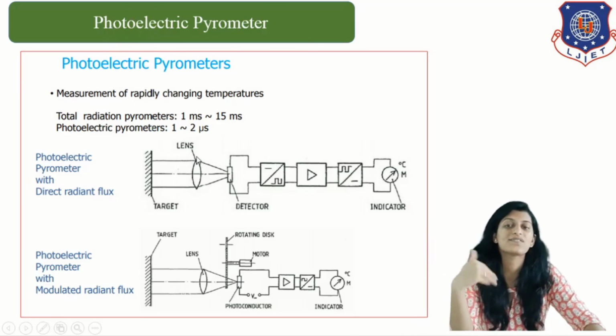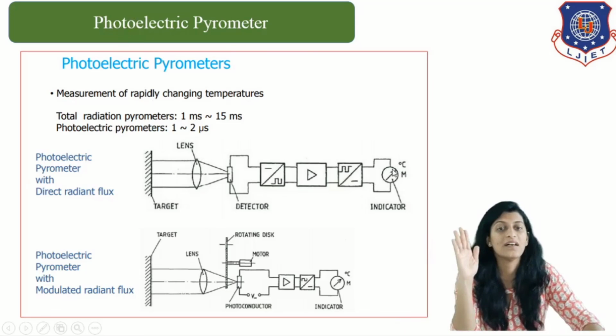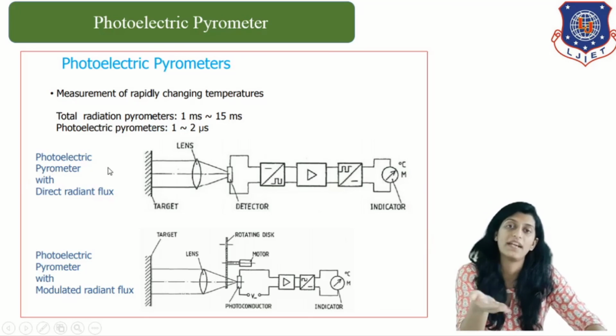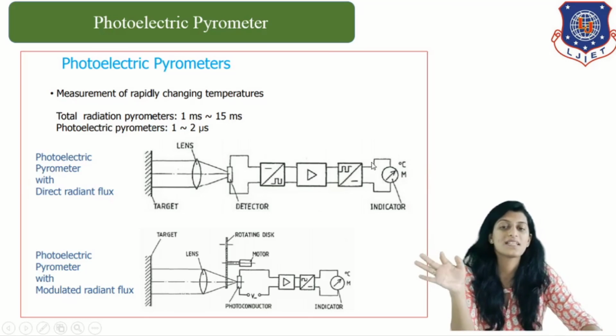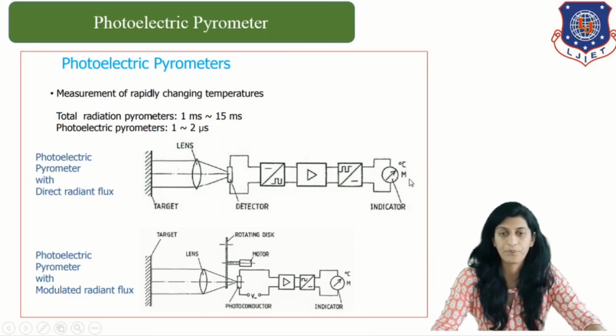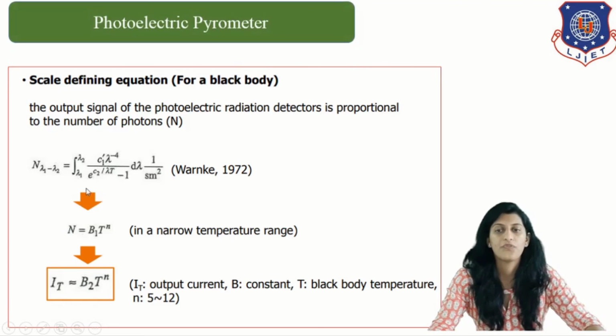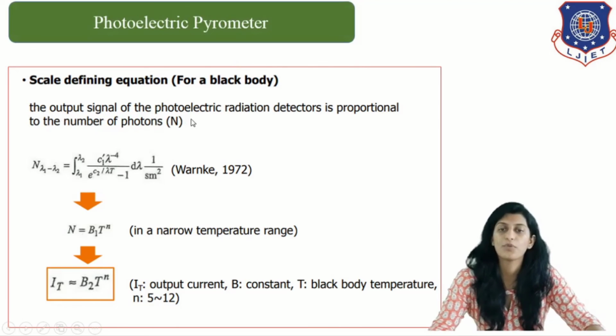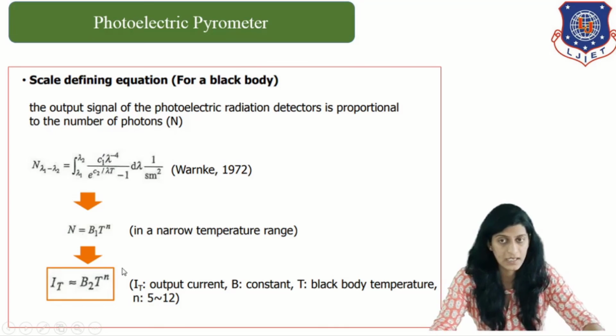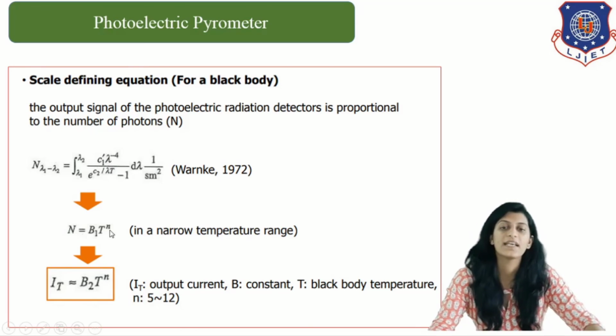The energy is transferred into electricity, and the amount of energy which is radiated is transferred into the amount of current which is generated. So this is directly related to the current generated, and as you can see here, it will be shown here. The output signal of the photoelectric radiation detector is proportional to the number of photons, N, capital N, and it can be expressed using the formula B1 T raised to N.